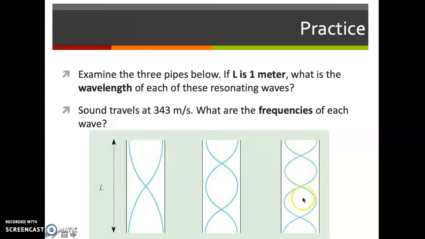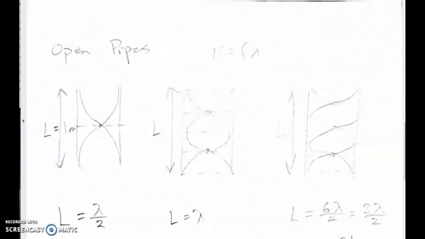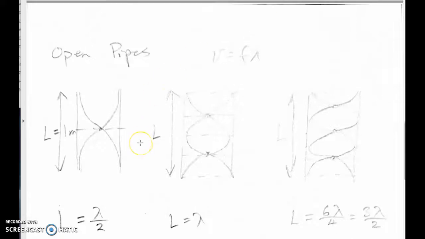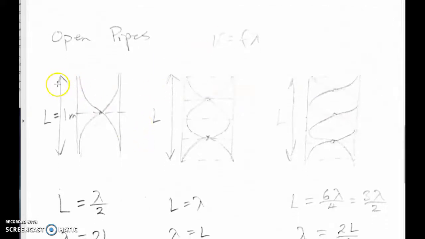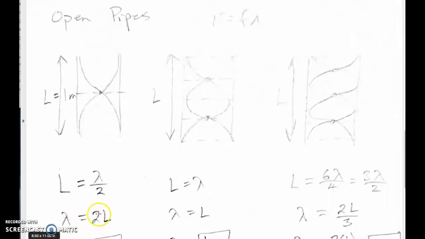Okay, so looking at the open pipes example, the length of the pipe is still 1 meter, but this is now not the last example. It was a quarter wavelength there. But this is 2 half lobes, which means it's a half a wavelength. So L equals half of a wavelength, or wavelength divided by 2. In other words, the wavelength is 2 times that length.